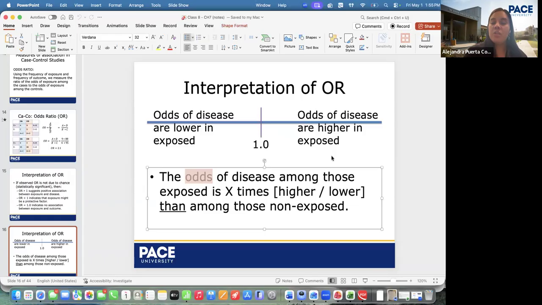Let's say I had an odds ratio of 15, very high, between the use of sunscreen and the development of skin cancer. So the odds of skin cancer among those who did not wear sunscreen is 15 times higher than among those who wore sunscreen. Or I could say the odds of disease among those who wear sunscreen is 15 times less than among those who don't wear sunscreen, right? It depends on what is my exposure and what is my non-exposure, right?